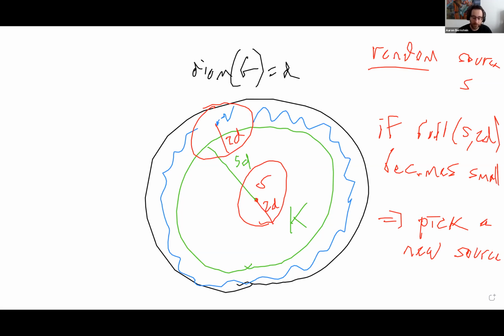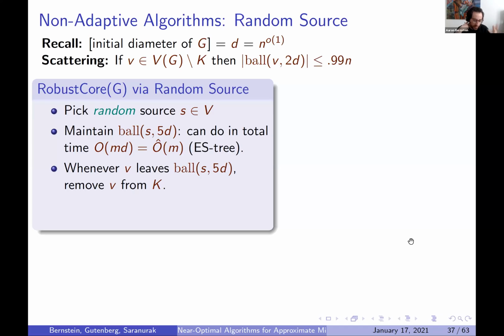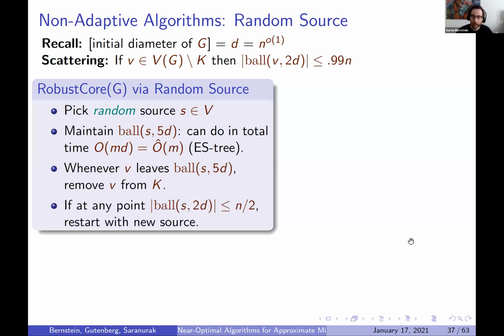All right, so now I'm going to go back to my slides. So that's exactly what we have here, right? We maintain this ball around S, that's the big ball. And whenever a vertex leaves that big ball, we're going to remove it from our core. But we can only do this as long as this smaller red ball around S remains big. If it ever becomes small, we just have to restart with a totally new source.